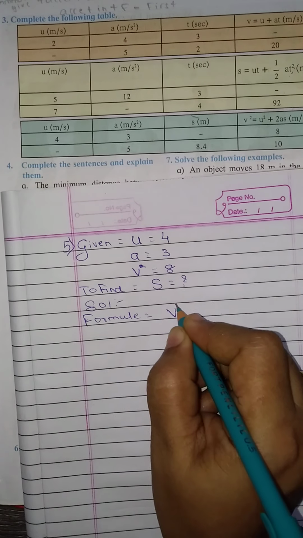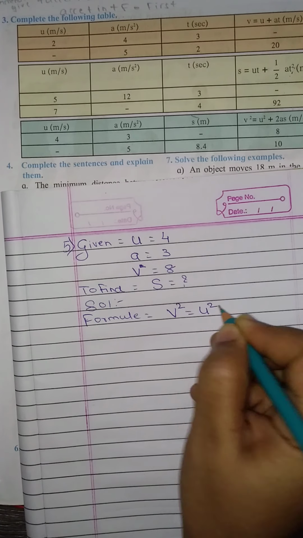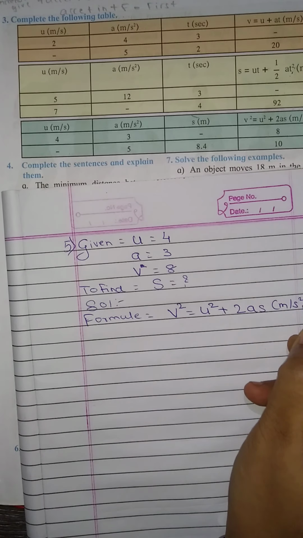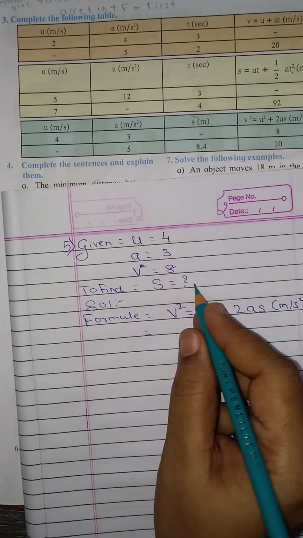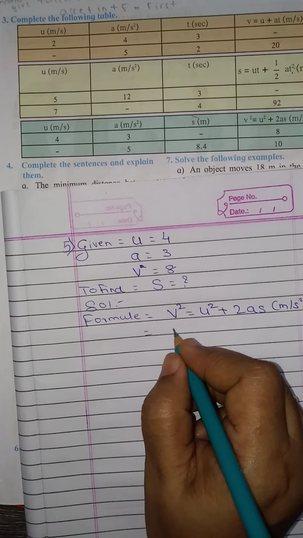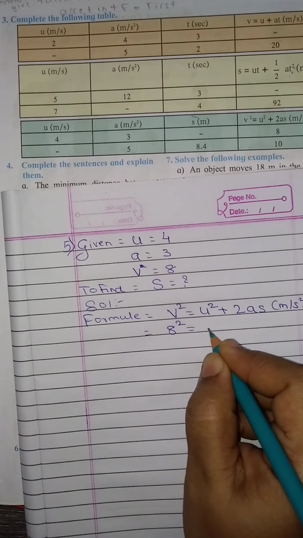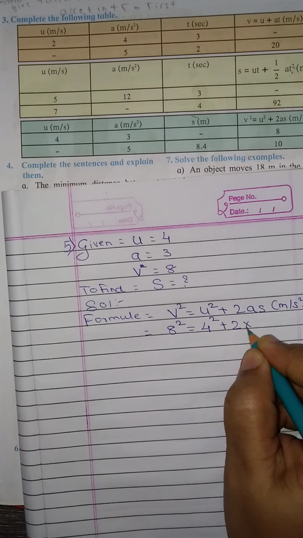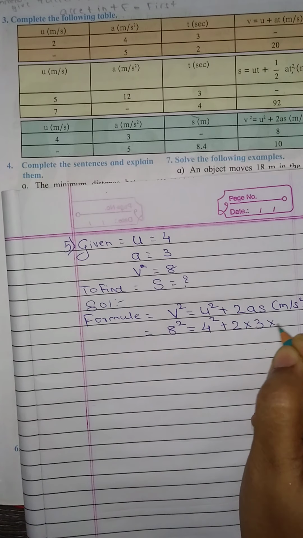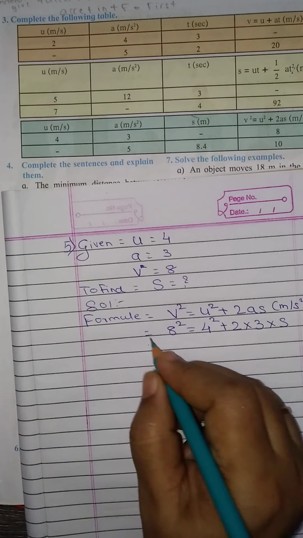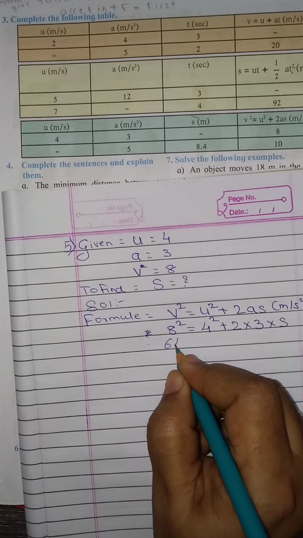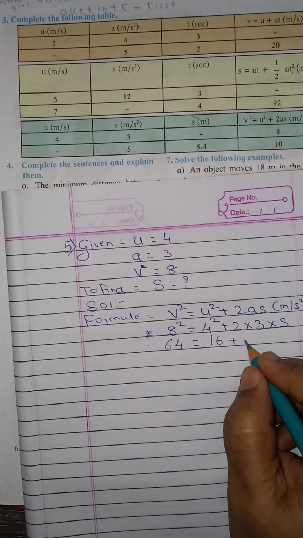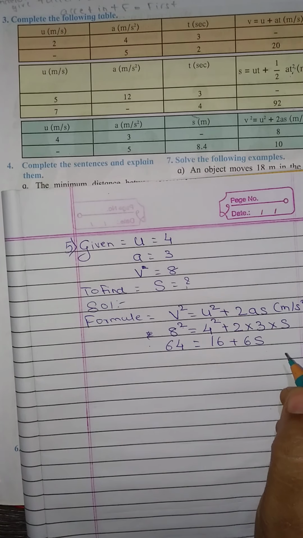Okay, with the help of this formula, solution, and this is Newton's third law of motion. So what is the formula? V square is equal to U square plus 2as, meter per second square. So V square, that means 8 square is equal to U, 4 square plus 2 into A, 3 into S. 8 square, 64 is equal to 4 square, 16 plus 2 3s are 6s. Right, students?